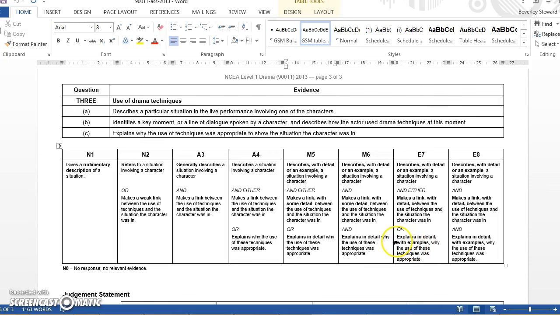Now you here see the difference here? What you've got is with examples. Why the use of these techniques was appropriate. And this one, you do it all. You make your links and you explain in detail with examples. So that gives you an idea of where you're aiming for. And I would hope that most of you are hoping for an excellence for this question, because there's no reason why you can't get it if you're well prepared.